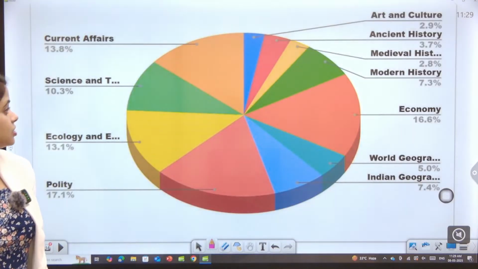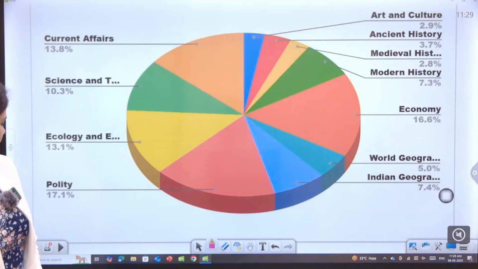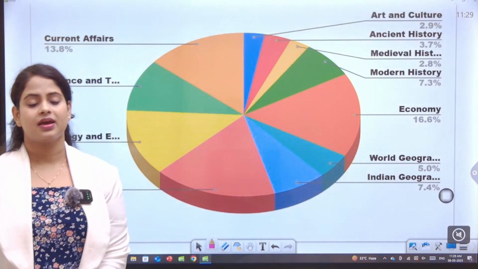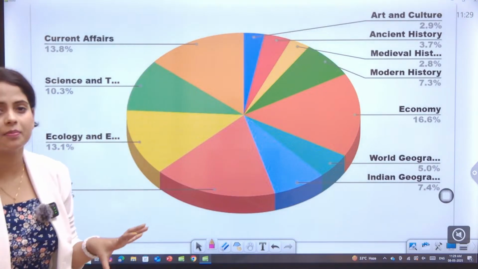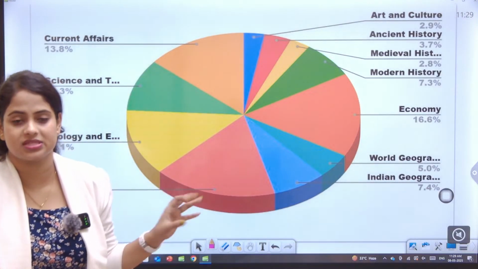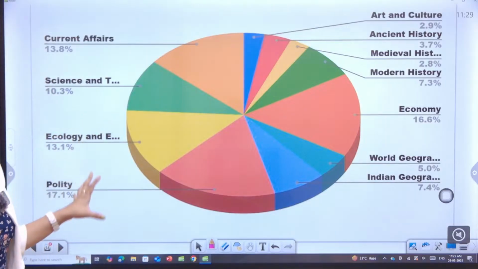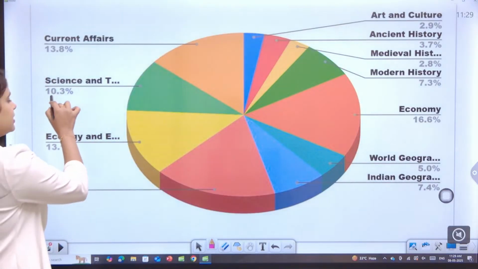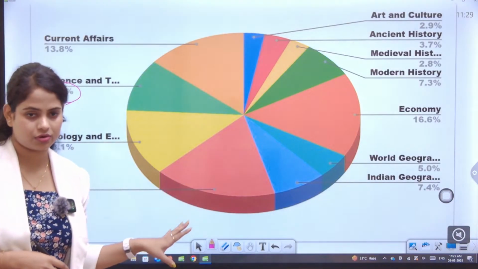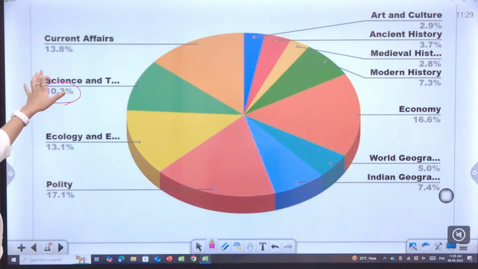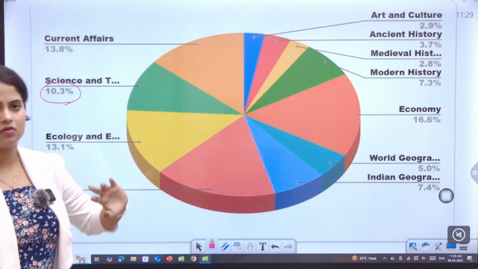So next, or lastly, we can say, guys, there is a weightage of all the topics in the pre-examination I have mentioned here. Clearly you can see that the science and tech part has a 10.3% weightage, as of 2024. Current affairs has 13.8%, as you already know.